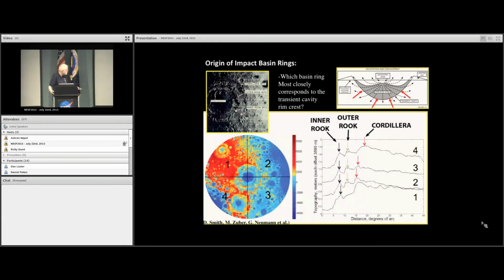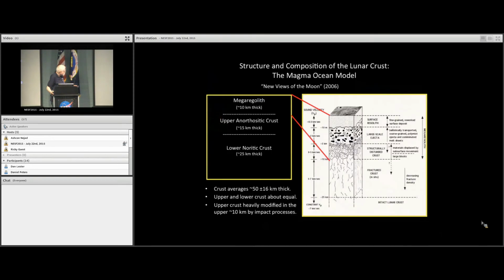And of course, the question is, which basin ring most closely corresponds to an estimate of the transient cavity? The transient cavity is transient, so it doesn't sit still and wait for you, but nonetheless, one of these is the best estimation of what that is. So what is that question? How can we explore that with exploration of Orientale?